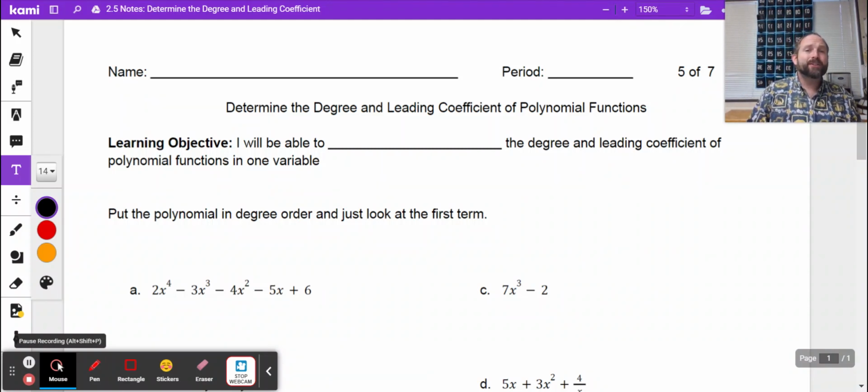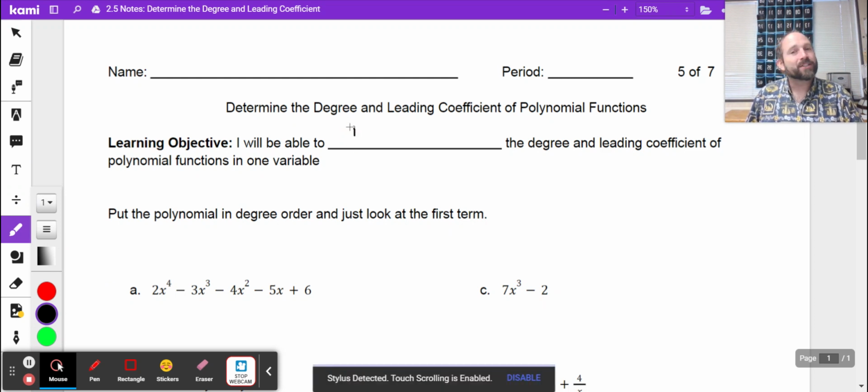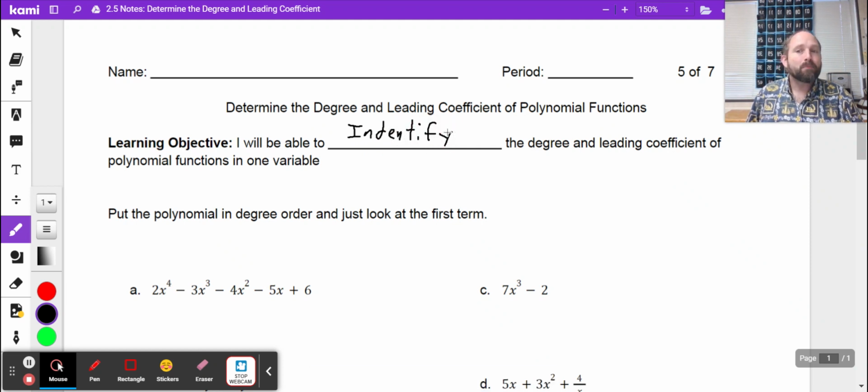Today, we're going to determine the degree and leading coefficient of polynomial functions. So our learning objective for today is to be able to identify or determine the leading coefficient of polynomial functions in one variable. So we have to put the polynomial in degree order and just look at the first term.